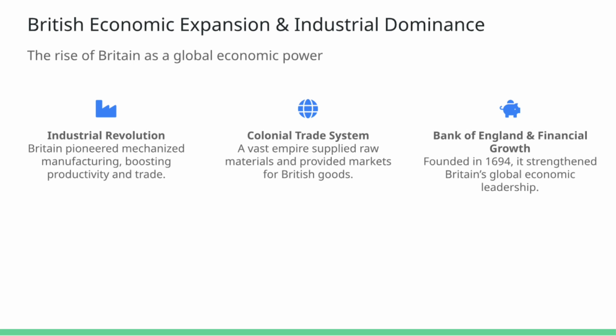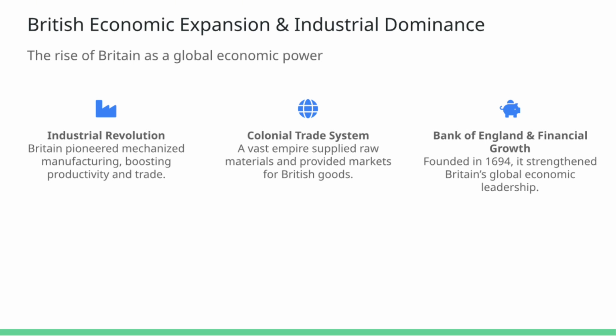But what really set Britain apart was its colonial trade system. At its height, Britain controlled a vast global empire that supplied raw materials and provided markets for British goods. Essentially, they had a built-in economic engine. Colonies produced resources, British factories turned them into goods, and those goods were sold back to the colonies. It was a cycle that fueled Britain's dominance for centuries.